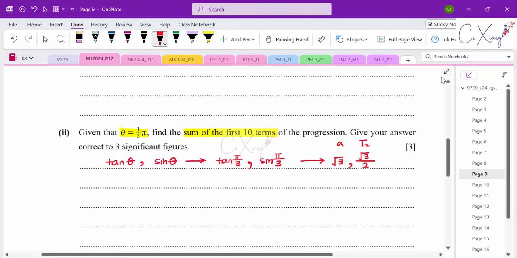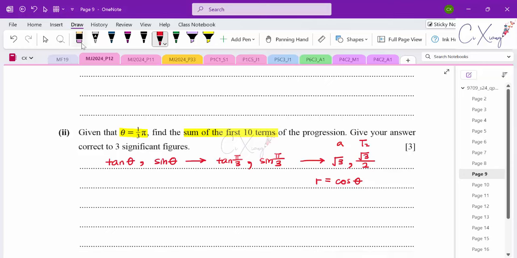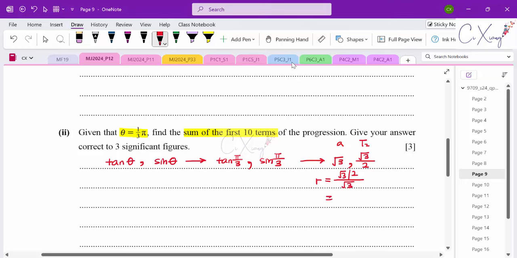And just now we know what our R is. Our R is cos theta, right? Or you can take term number 2 divided by term number 1. They are the same basically. So it's either cos theta or you can substitute square root 3 over 2 divided by square root 3. Also correct. So you can see that your R is equal to half. This is your common ratio.